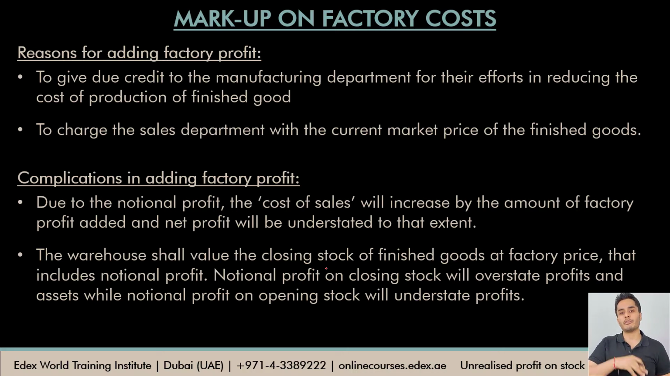Hence, the profit that was artificially added to the cost of sales will have to be adjusted later when calculating the net profit. The second problem is that the sales department or the warehouse will value the stock or the inventory at the cost at which they receive. Now, this cost, which is the cost to the sales department, includes artificial or notional profit. It means that the valuation of stock is also not accurate when considered for the business as a whole. So let's say the closing stock is valued at a price that includes the notional profit. This means we are overstating our closing stock, we are understating our cost of sales, and we are overstating our profits. But considering the business as a whole, this is not right.